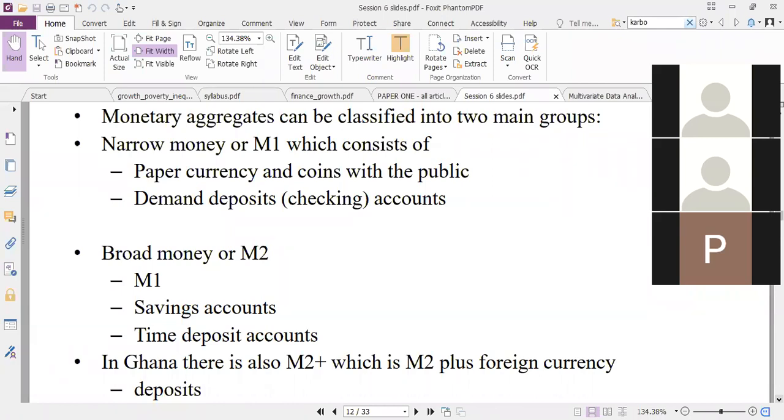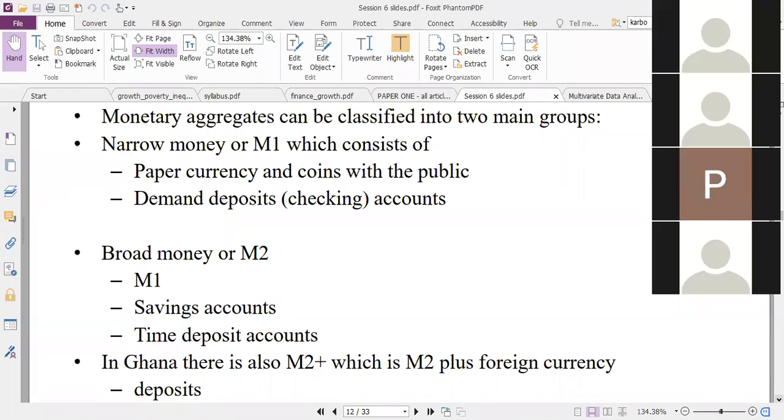Sir, please, I hope M1 is part of the broad money. So as a result of that, demand deposit should be part of broad money. Basically, when we get broad money, paper currency plus the coin, please, do you get it?